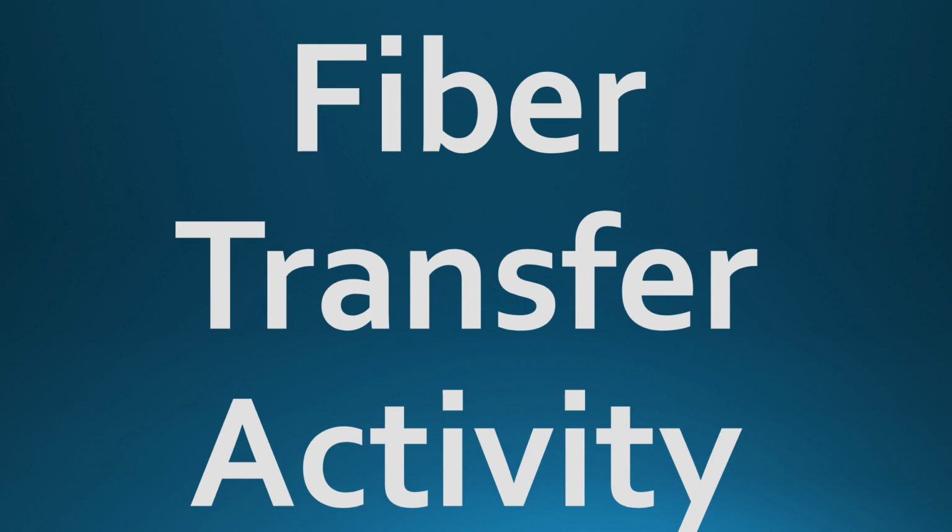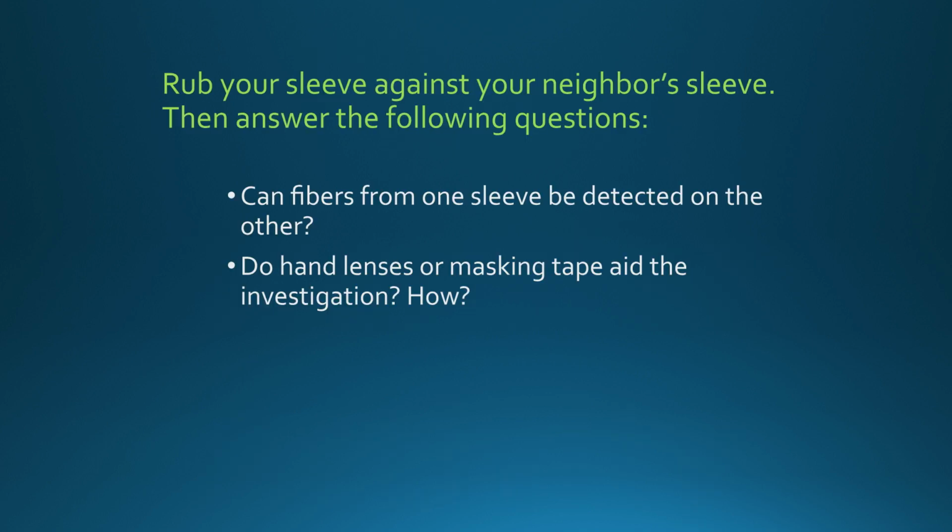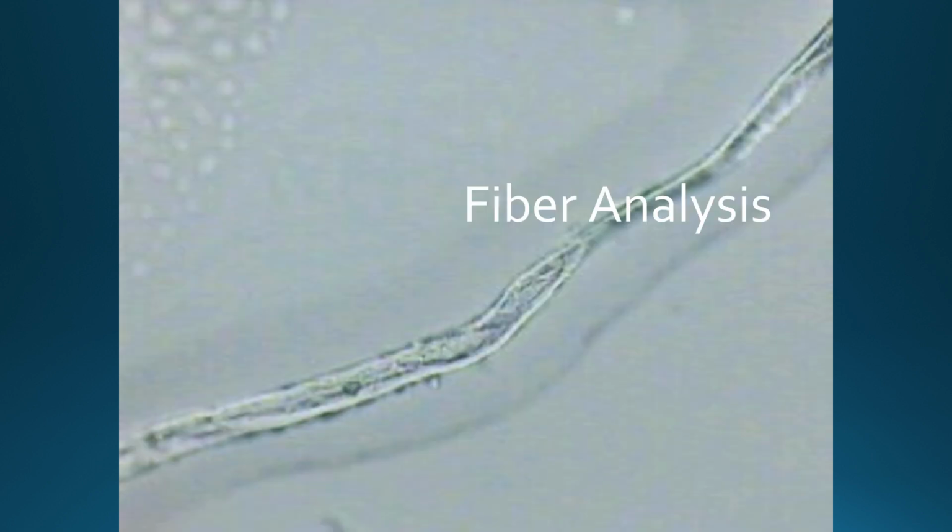This video introduces a fiber transfer activity. As part of an initial activity, rub your sleeve against another person's sleeve. Then consider if fibers were transferred and how lenses or tape might assist in detecting them. This video will focus on the process of fiber analysis.